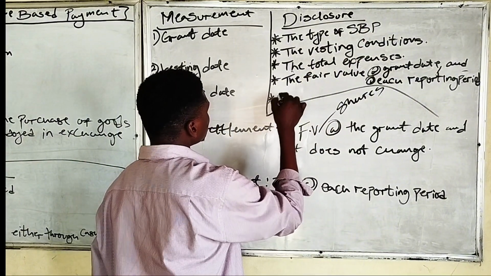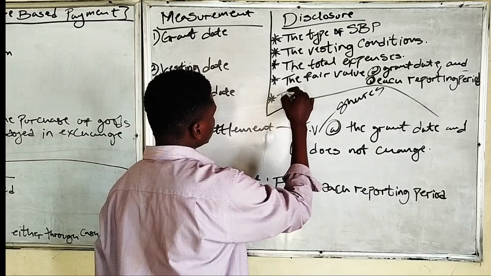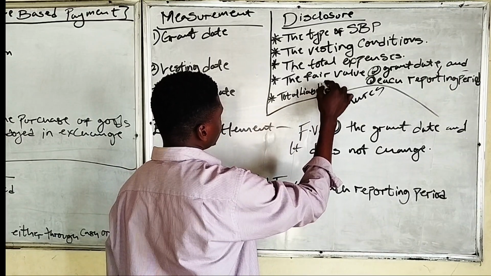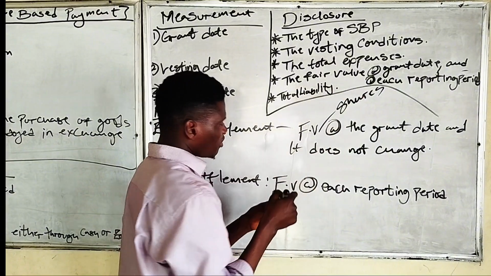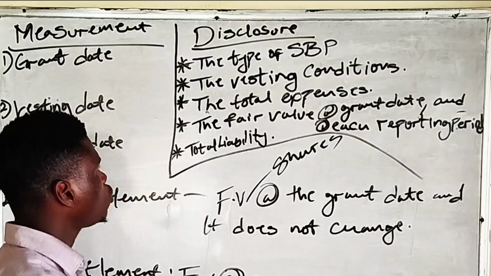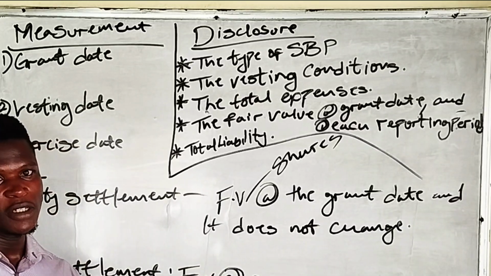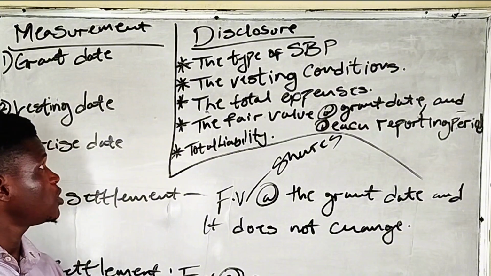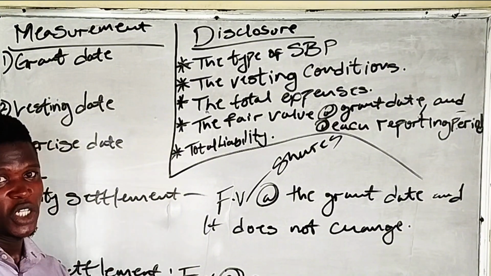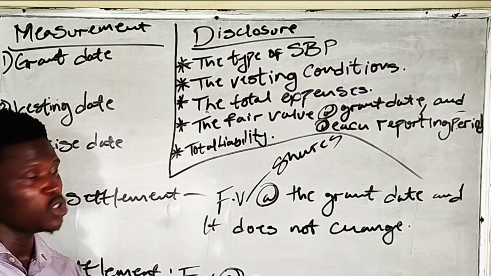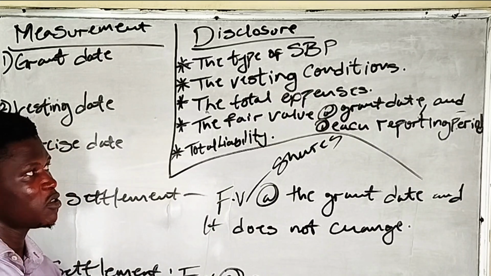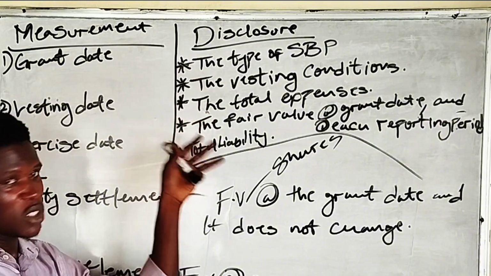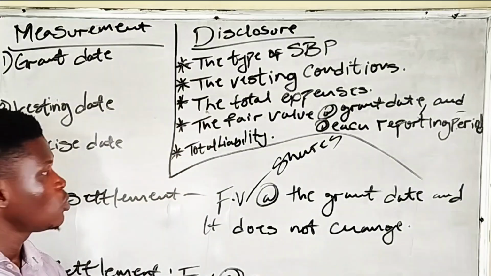Then also you must state the total liability arising from this share-based payment. So you must disclose the total liability arising from this share-based payment. You must disclose the total expenses arising from this share-based payment. You must disclose the type of share-based payment. You must disclose the vesting condition. You must disclose the fair value at grant date and the fair value at each reporting period, whichever one you are using. So that relates to the type of share-based payment which the company is using.